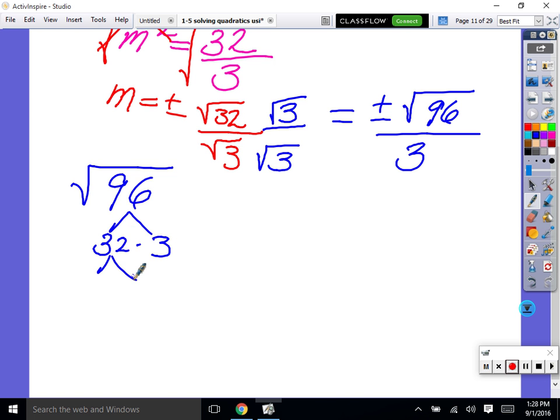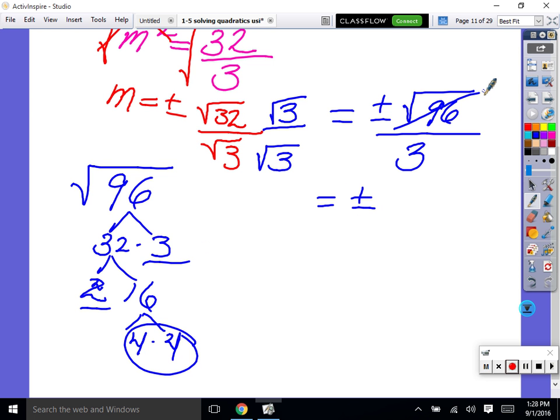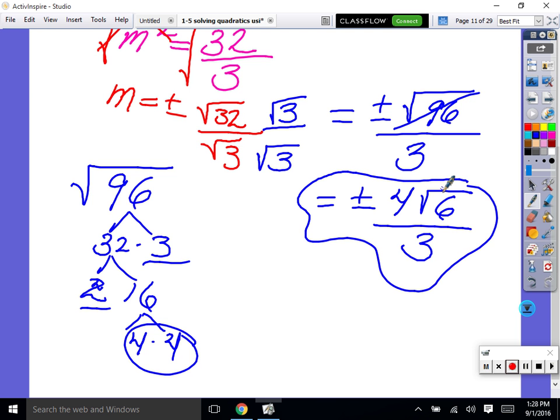32 times 3. 32 breaks down into? What does 32 break down into? Oh yeah, that's right. 2 times 16. 4 and 4, and we can keep going, but isn't there two 4s? So we have plus or minus. This became 4 square roots of 6. Like you said, 4 square roots of 6 all over 3. Now my question for you, can I take 6 divided by 3? No. Good answer. You're awesome. Questions? Okay.